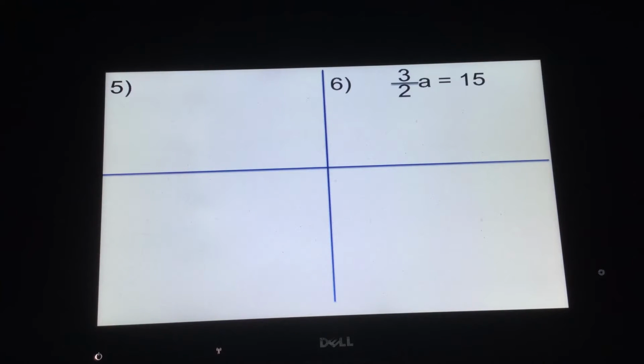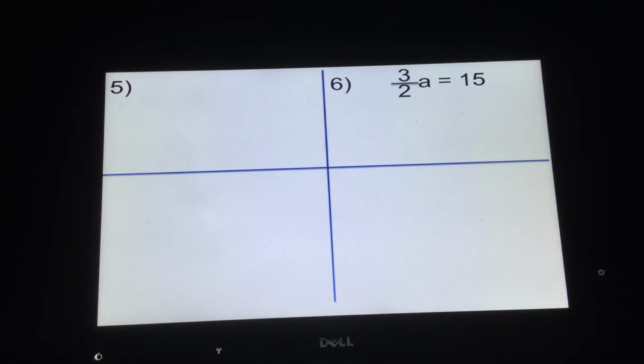All right, number 6. We have 3 over 2 times a equals 15. Normally you could just divide by 3/2, because right now a is being multiplied by 3/2. That is a possibility. The other possibility is to do something called multiplying by the reciprocal. This helps because it cancels stuff out right away, and you don't have to worry about using your calculator and making mistakes with dividing by a fraction.